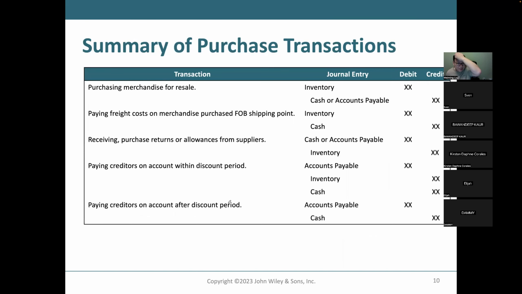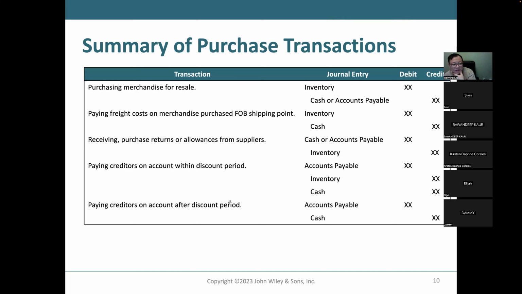Okay, so let's see some of the transaction journal entries. When you purchase merchandise for resale, you could either use cash or you buy on accounts payable. When you have the merchandise, your inventory increases. So you debit your inventory, and if you use cash, you credit cash. If you don't use cash, you're going to increase your liability, so you credit accounts payable.